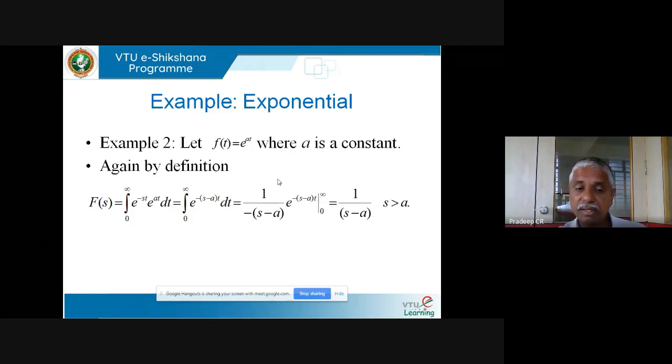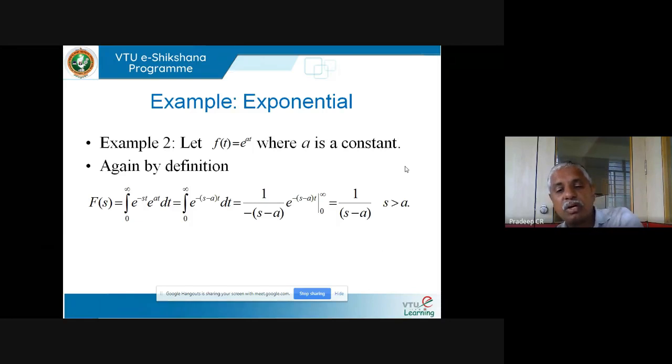So we will say we want s to be greater than a. That means the Laplace of e^(at) is 1 by s minus a. That is the upshot of this derivation. Recall, the Laplace of e^(at) is 1 by s minus a. These are things which you need to know very well. Not how to integrate, but the final answer.